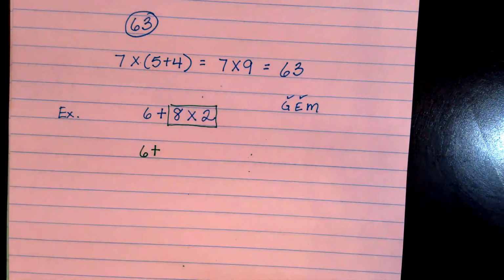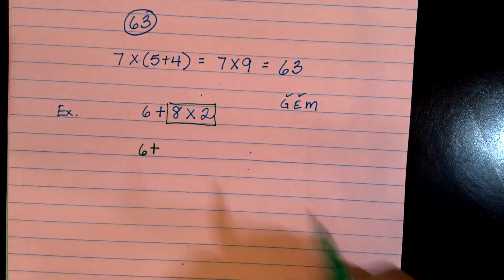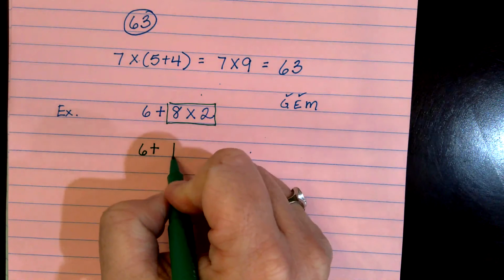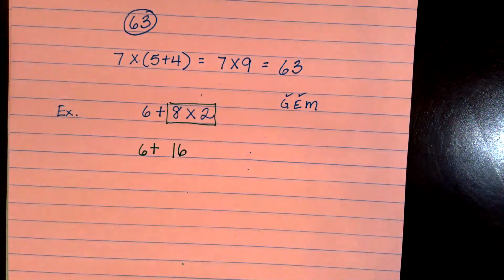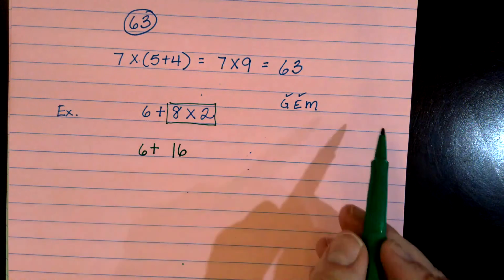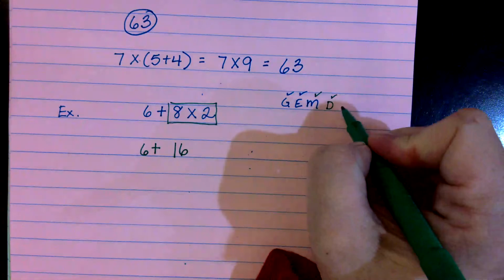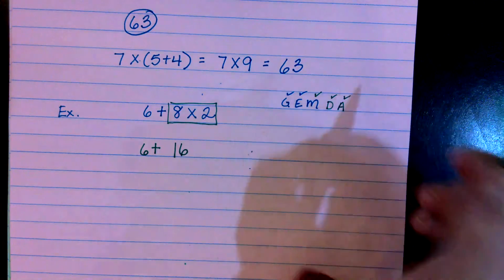So I bring down my 6 plus. I have to do the 8 times 2. 8 times 2 is 16. So now I can go on because I've done my multiplication. There's no division. Now I can do my addition.